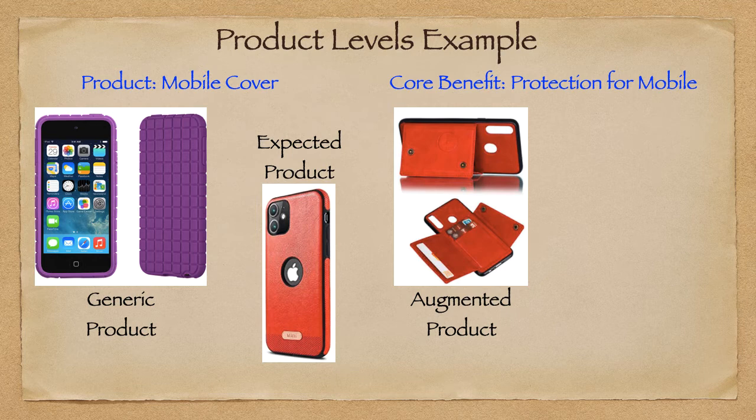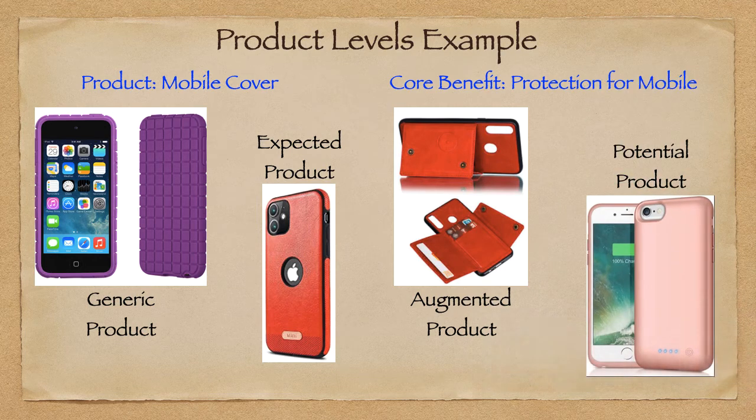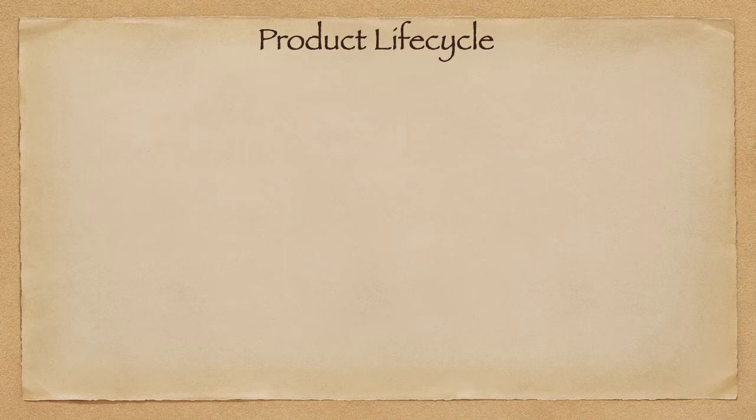The next level, the last level, is called potential product, wherein the mobile cover is acting as solar-based charging for the mobile phone, which may be for the future generations. So this can be a simple example to understand the four levels: generic product, expected product, augmented product, and potential product.